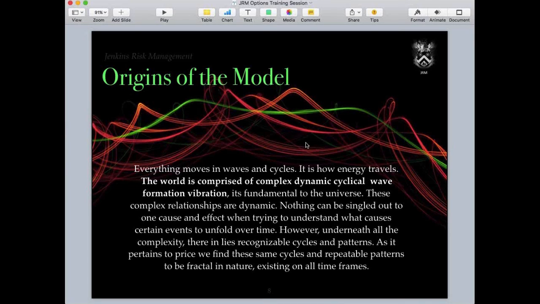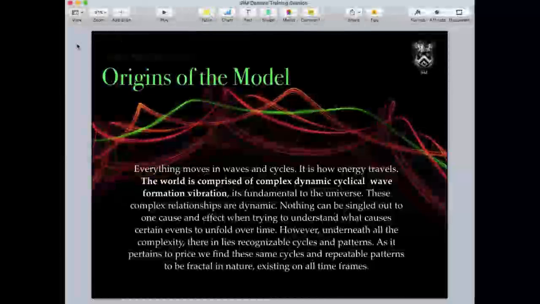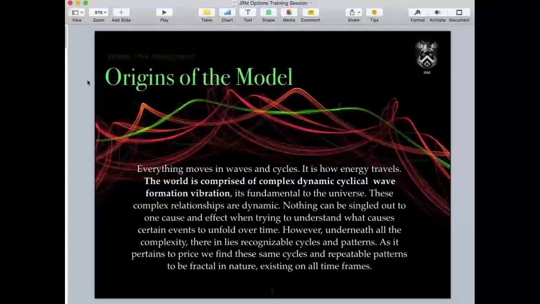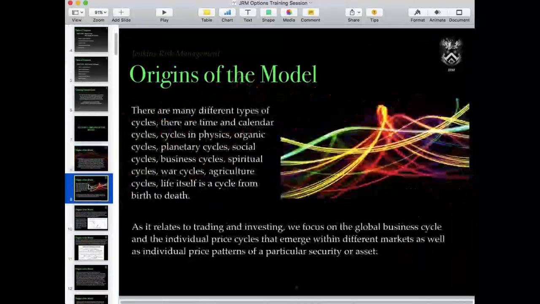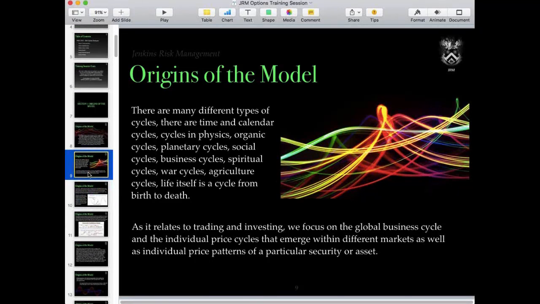We've identified these patterns over the years, and we've also come to know that they're fractal in nature. What I mean by fractal in nature is, we look at the markets from different time frames, and the trends on the monthly level will build into the trends on the 1 minute.